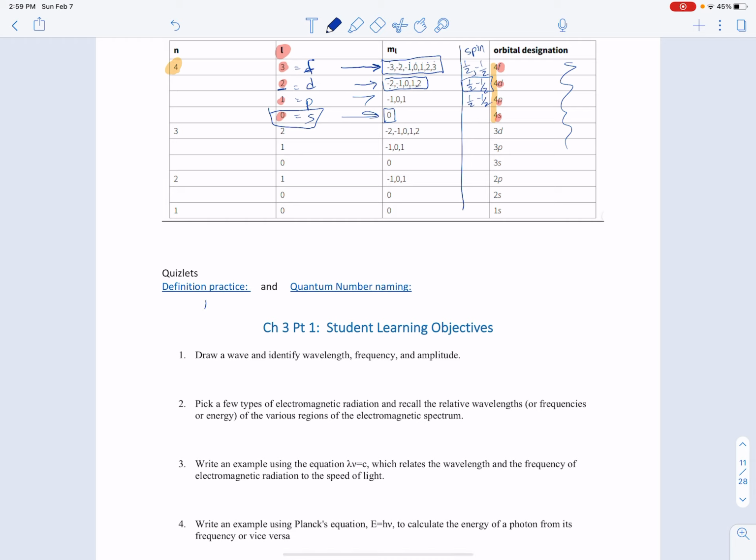If you'd like some practice with the definitions we've talked about, or with the quantum numbers and the naming and what the quantum numbers mean, those are 2 Quizlets that you can use.